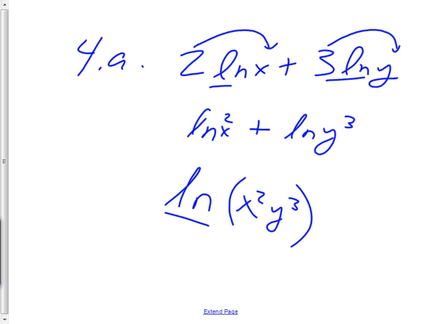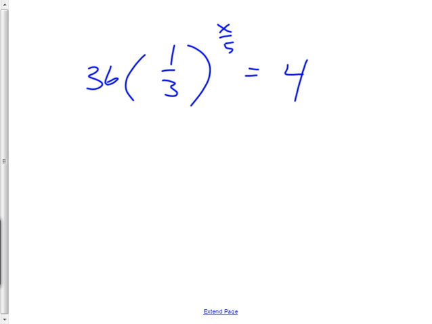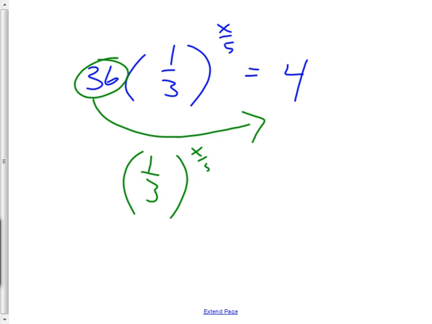Okay, moving on. Let's do number 5, part A. 5a, 36 parentheses 1/3 to the x over 5 equals 4. My first thought is, this is not a log at all. What's it doing in this section? Because it's an exponential. So could you rewrite it as a log? Yes, you could. As soon as you got the exponential all alone, see, this part here needs to go over to the other side, and then I'll have 1/3 to the x over 5 equals 4/36. And what does 4/36 simplify down to? 1/9, good.